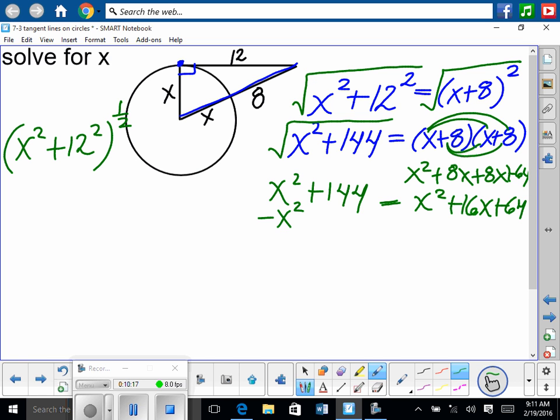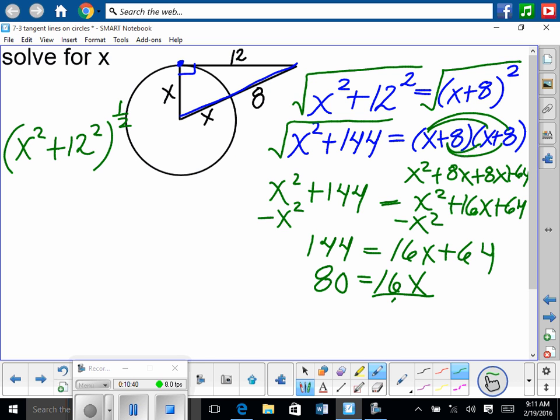So I'm going to subtract x squared from both sides. So we have 0, and then 144 is equal to... doesn't that cancel out too? So we have 16x plus 64. Now isn't it pretty easy to solve for x? So 144 minus 64, right? 80 is equal to 16x, divided by 16. So 80 divided by 16 is 5. x is equal to 5.